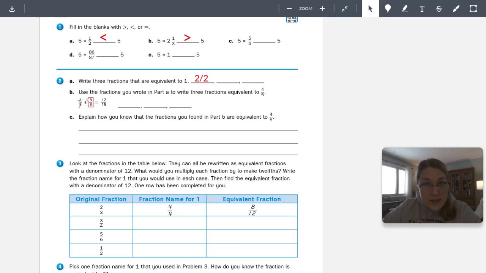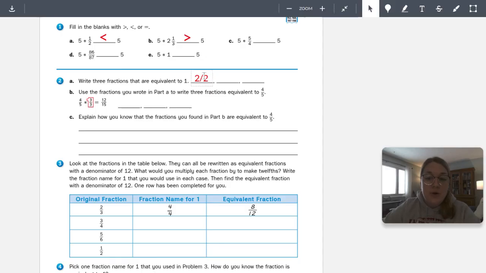We have our 4/5. If we were to take 4/5 and multiply it by 3 over 3, then the equivalent fraction would be 12/15. Why? Because when we use our rule of multiplying our numerators and denominators, we have 4 times 3, which is 12, and 5 times 3, which is 15. So 12/15 is equivalent to 4/5 because we multiplied both numerator and denominator by 3. So you're going to do that for the other 2 that you had typed.